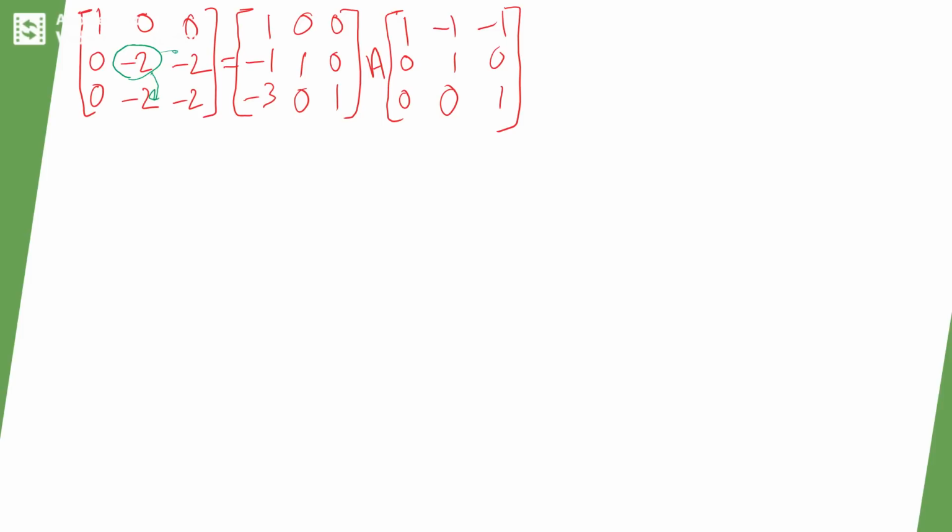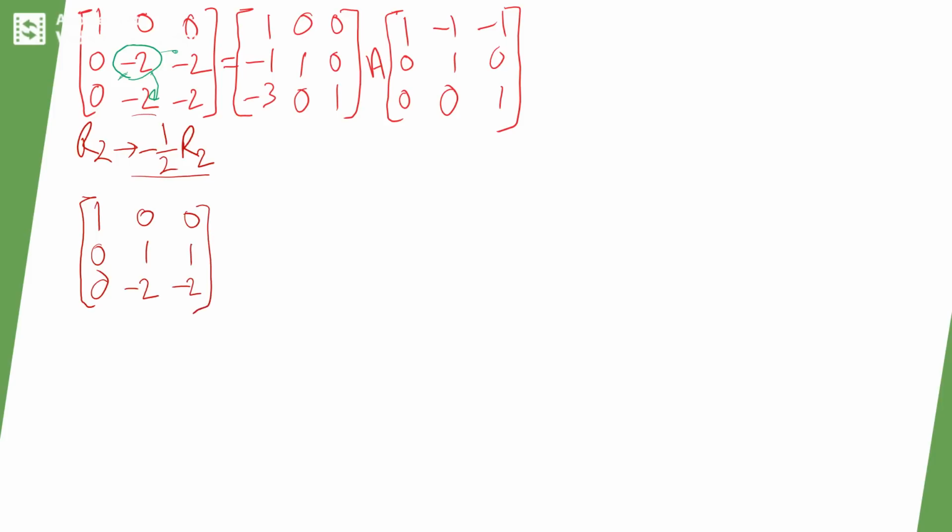So first of all, we make that element 1. So we apply the operation, that is R2 minus 1 by 2 time of R2. So that matrix reduces into 1 0 0 0 1 minus 2 0 1 minus 2. Because we apply the operation on row matrix, row operation, the same operation on the right hand side we apply on that matrix.